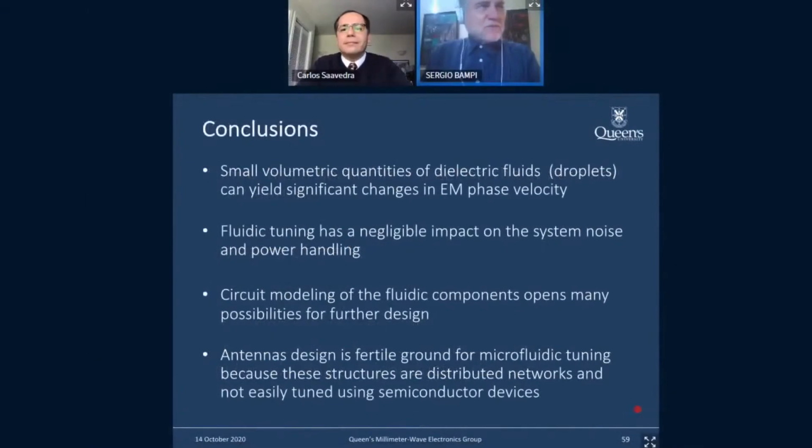I would like to address some questions that came from the audience. The first one came from Dr. Arthur Lima Neto. His question is, are there any limitations to power levels in those structures due to the use of fluids, or could the power levels be at the same level as when the fluids are not present?